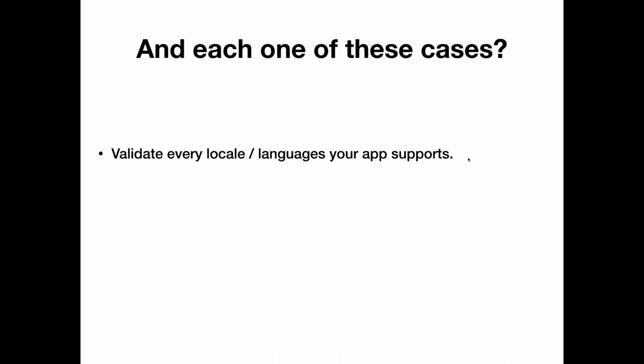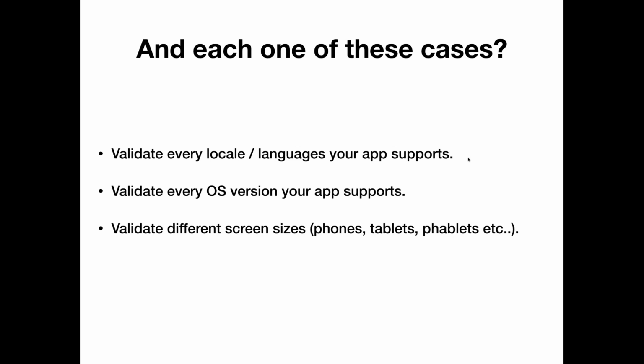And how will you test each one of these test cases? Validate every single locale language your app supports. A lot of apps today support multiple languages, so you need to validate all these different locale languages in your app to make sure that they are correct every time you make a change. Same goes with every OS version that your app supports. It needs to be validated.